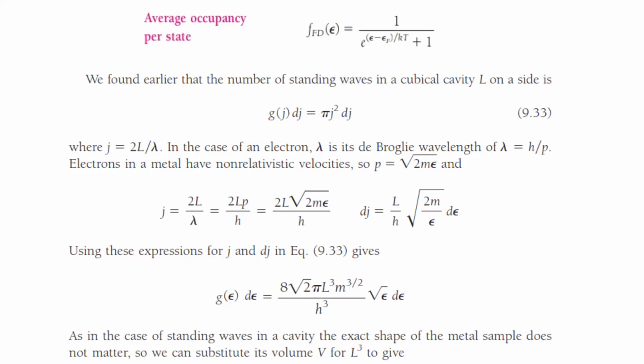We can say, just as we said earlier, that the number of standing waves in a cubical cavity, L on a side, is given by the equation g(j) dj = π j² dj. Same equation was used earlier. What is j here? j = 2L/λ. I hope you remember that. Otherwise, you can always cross-check from the book. So j = 2L/λ is what we used to understand the black body spectrum through Rayleigh-Jeans. That same argument we are using: let j = 2L/λ, where L is the length of the cubical cavity, one cube we have considered, and let us consider that there are a number of standing waves inside it.